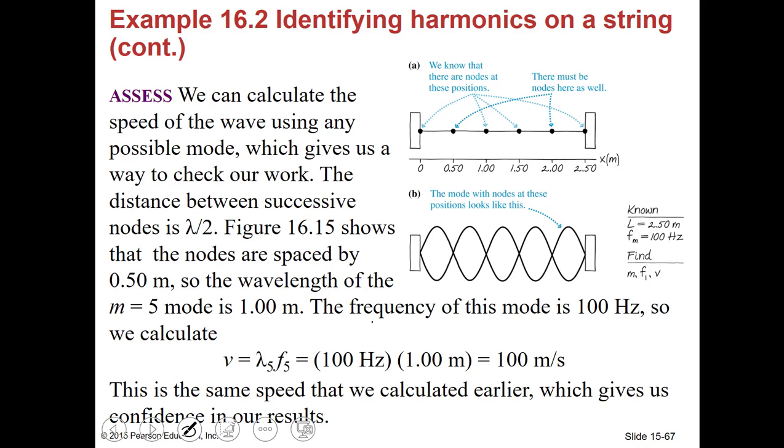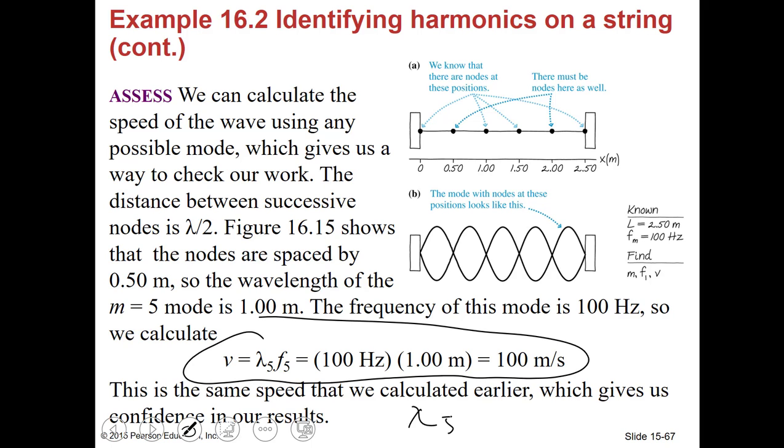Okay, good. Oh, and that's actually what's being done here. So 100 hertz was given. You could get the fifth harmonic wavelength actually by 2L, so 2 times 2.5 divided by 5. And you would see that this turns out to be 1 meter. That's where they're getting this number from. Regardless of which way you do it, the speed is going to be the same.